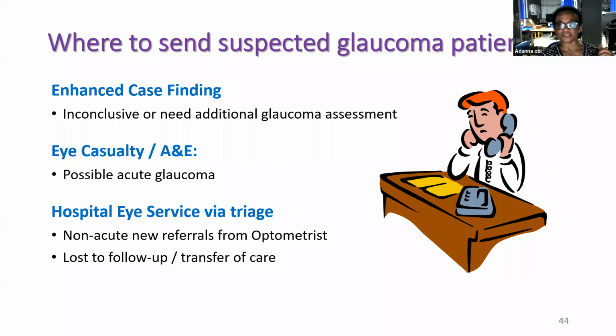So where do you send patients when you have a problem? If you think they have glaucoma, but you can't do a full assessment, so your findings are inconclusive, or you need any additional glaucoma assessment you can't offer, enhanced case finding is the place to go. If you think they have acute glaucoma, send them to Eye Casualty. If you don't have an Eye Casualty, an A&E. The hospital eye service, where we'll triage everything, is for non-acute referrals, and also patients lost to follow-up. Patients do move around a lot coming into London, and some of them have to transfer their care.